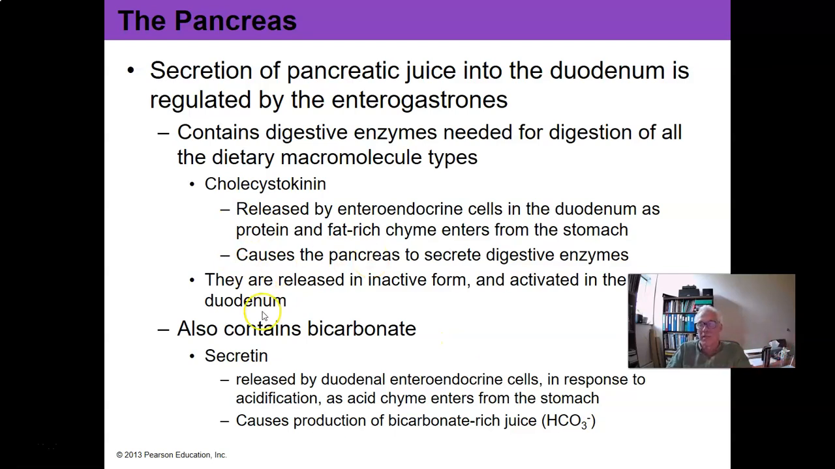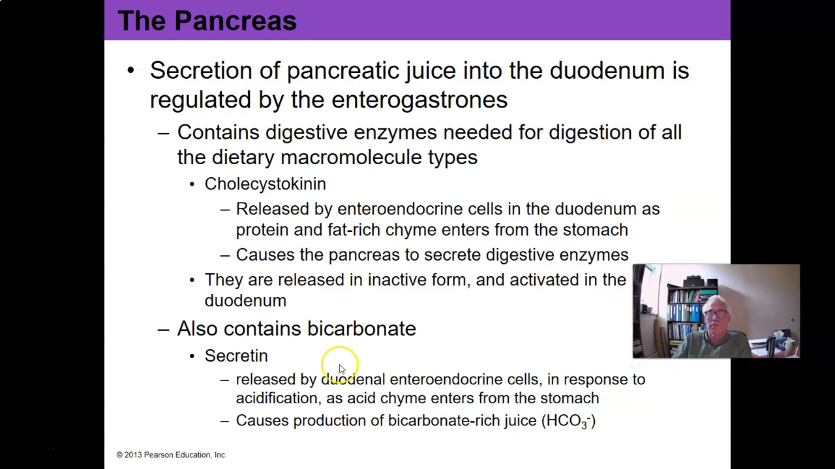There are already other sources of some of the digestive enzymes, but the pancreas produces them. Their release is triggered by cholecystokinin. It comes from the duodenum, when the duodenum experiences the influx of proteinaceous and fat-rich chyme from the stomach. That causes cholecystokinin, or CCK, to come out. CCK feeds back and inhibits the stomach, as we said, but it feeds forward and activates the pancreas to release all these digestive enzymes. Incidentally, they're released in zymogen form. An enzyme that's a zymogen is inactive, and then it'll become activated in the small intestine.